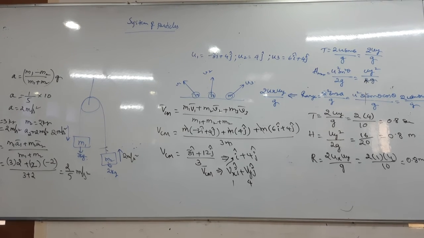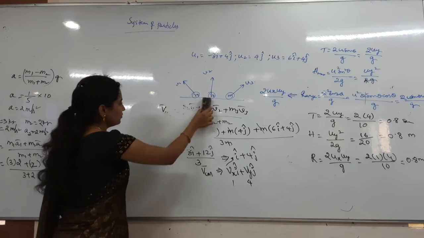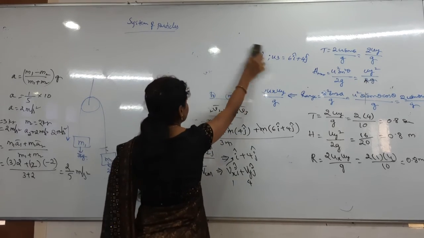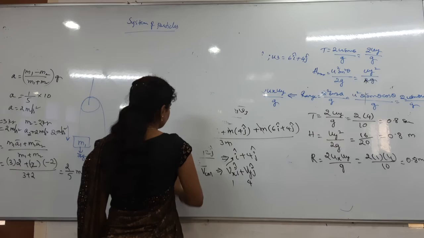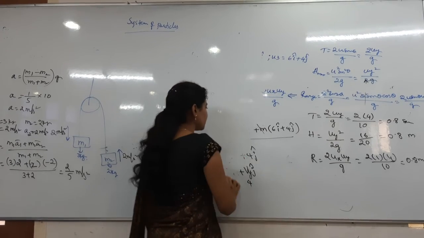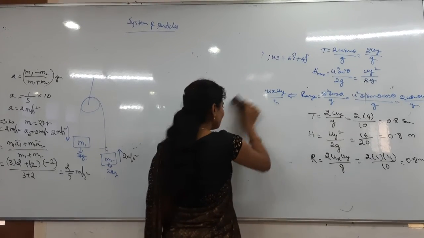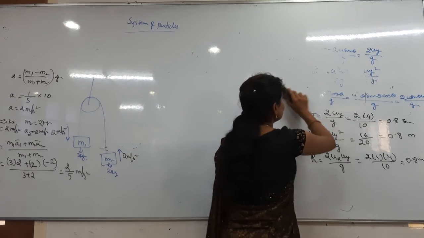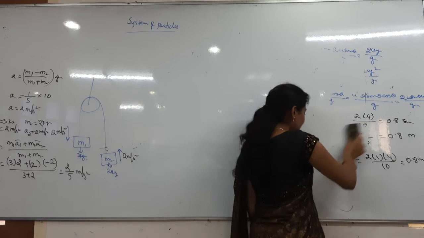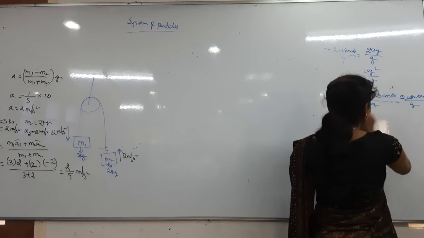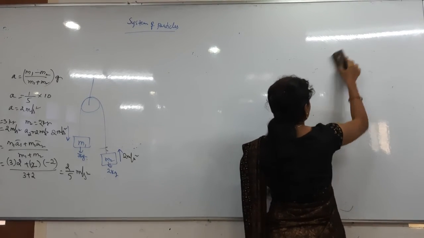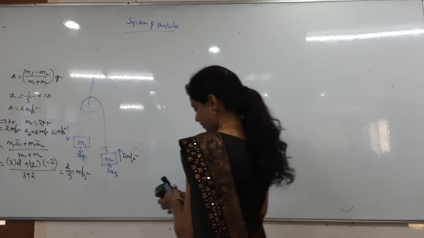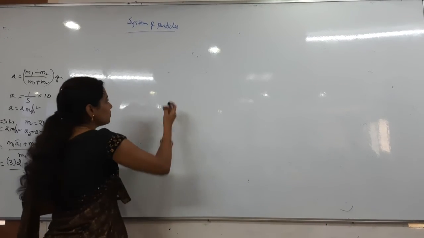3 formulas will be there. Center of mass of continuous bodies. Continuous bodies are nothing but the rods you will get. You will get rods, disc, ring, sphere, cylinder, cone, everything. So, center of mass of the continuous body.